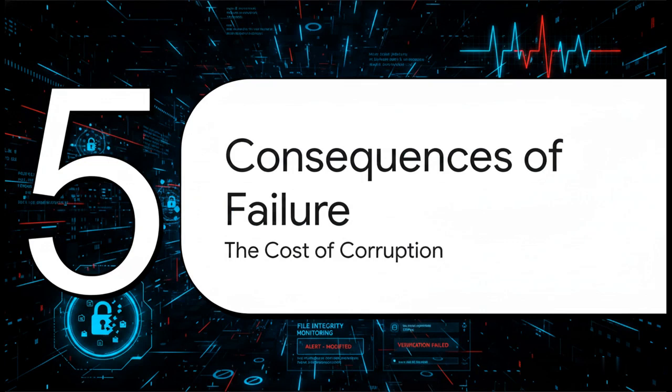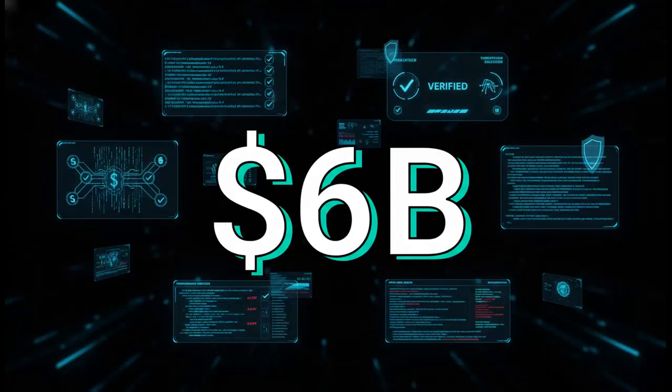Which naturally leads us to Section 5. What happens when it all falls apart? The true cost of corruption. $6 billion. Just let that number sink in for a second. That massive, staggering figure represents the accidental sale of securities by Deutsche Bank back in 2015. And the cause? A massive data glitch. Completely flawed data in their trading systems led to a very real-world financial catastrophe.